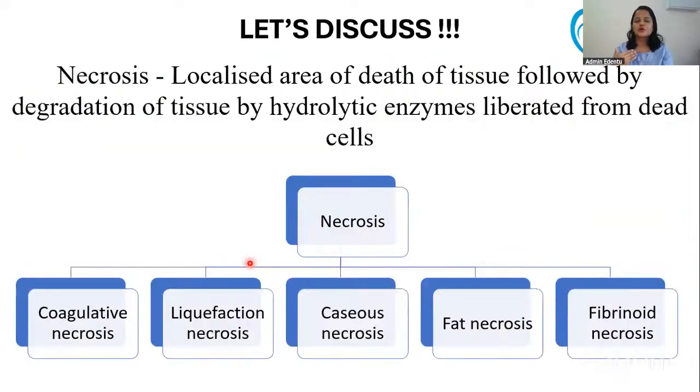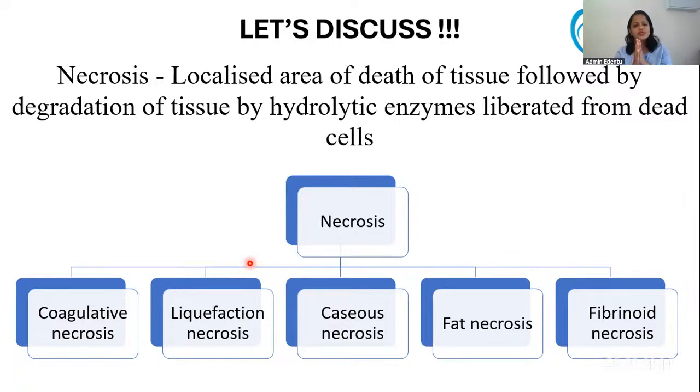So, let's have a look at what this necrosis is. Necrosis means the localized area of death of the tissue. In a particular area, the tissues are dying, and this is followed by degradation of the tissue. This dead tissue will release enzymes called hydrolytic enzymes. These hydrolytic enzymes degrade the tissue and clear off that area. That is called necrosis.